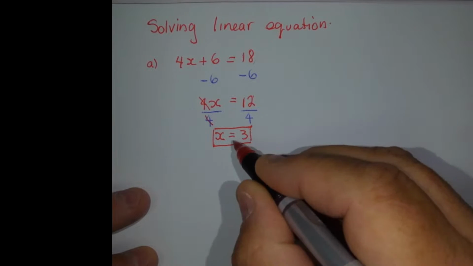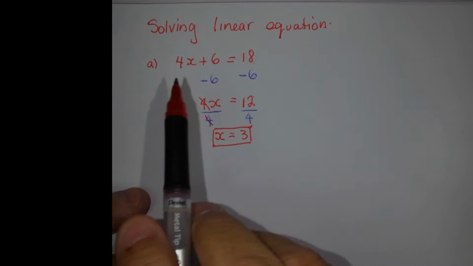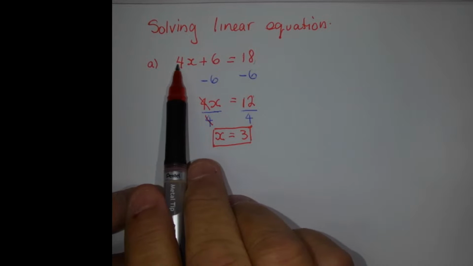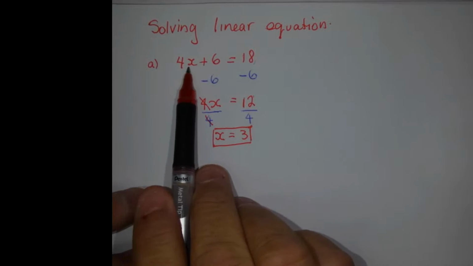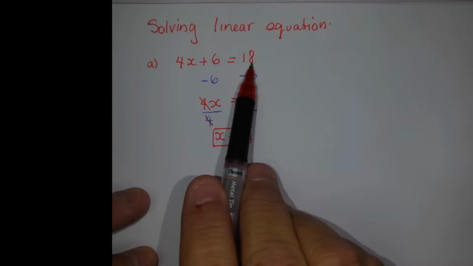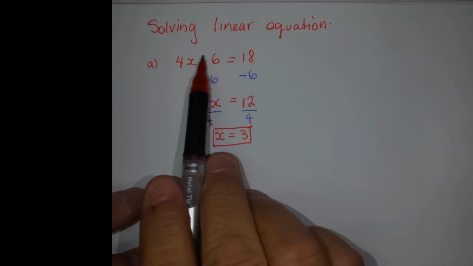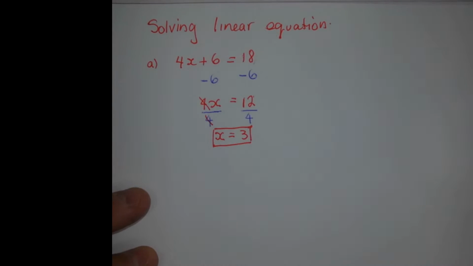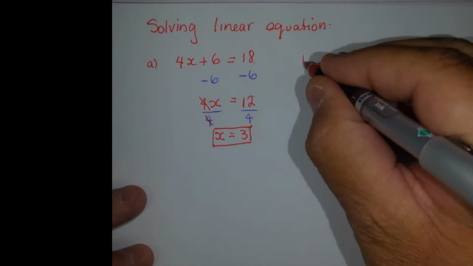What I'm going to do now is check that it works. If I put 3 there, 4 times 3 is 12, and 12 plus 6 is equal to 18. So if I substitute the 3 in the equation, that expression will have the value of 18. And that's what solving an equation is all about. Now, a variation to solving an equation is solving an equation when I have brackets involved. So that's the second example that I'm going to look at.